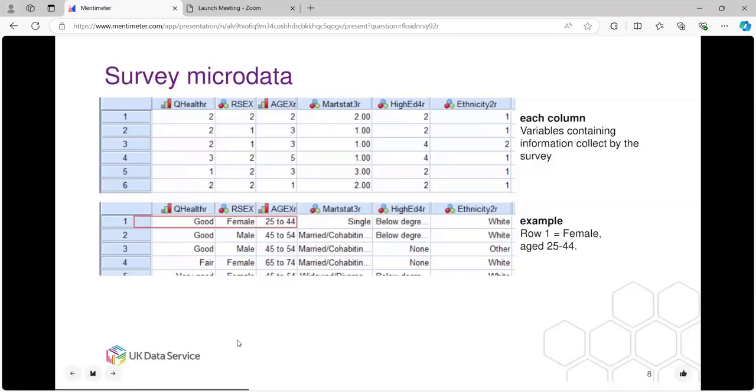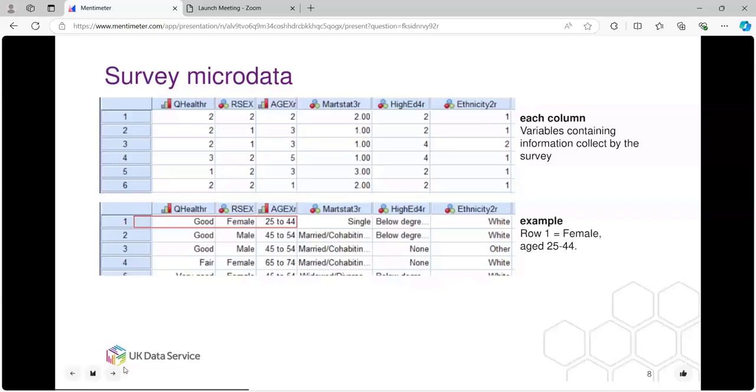So this is a female, age group 25 to 44. We can see that the marital status is single, and we can look at other information. If we look at row two, this is the second individual. This individual's sex is category one, which is male. So it's a male, age category 45 to 54, marital status married or cohabiting, and so on.